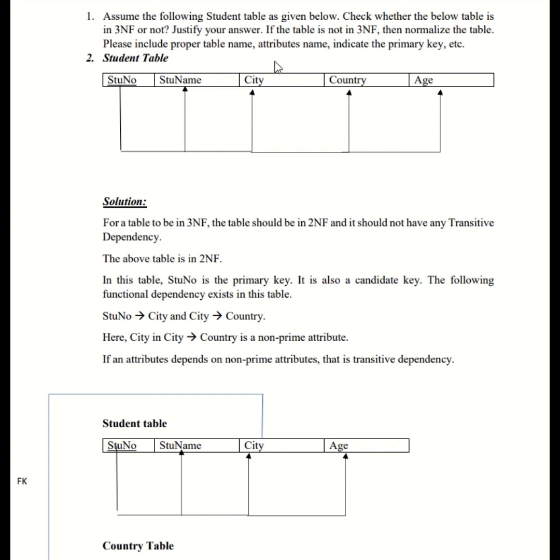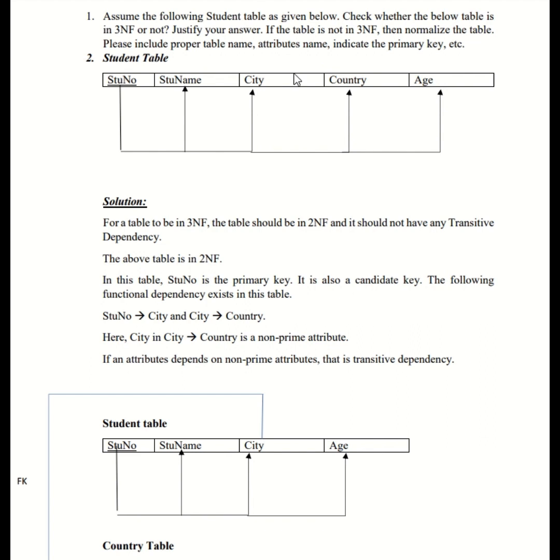There is a dependency missing in this diagram. City derives country. It's missing here, but the dependency, the arrow, is missing, but you can keep it in mind. Okay. So here there is a transitive dependency. What is it? Student number uniquely determines city. City uniquely determines country. So A derives B, B derives C, and in turn A derives C. This is what we call transitive dependency.